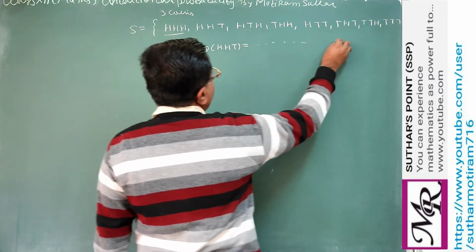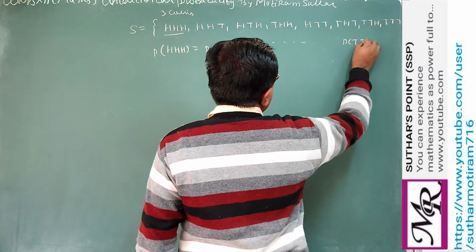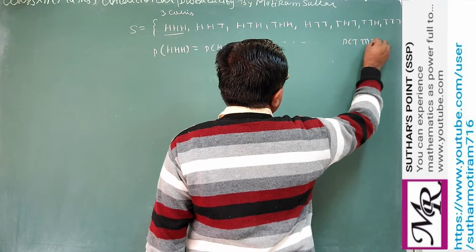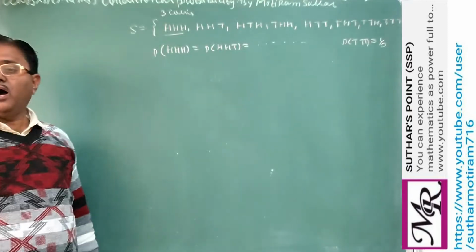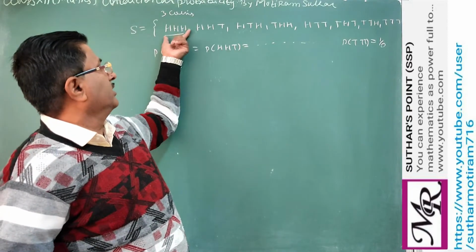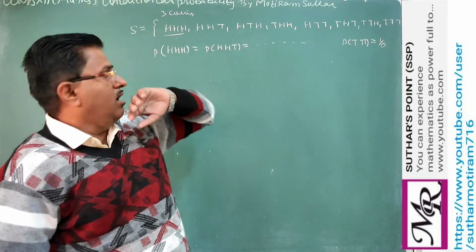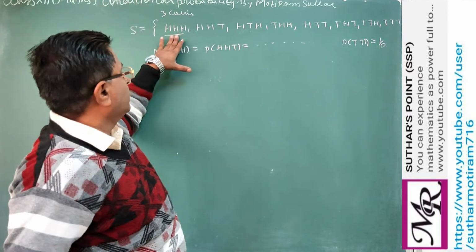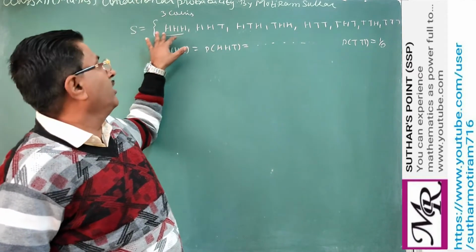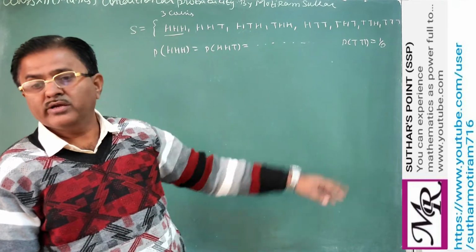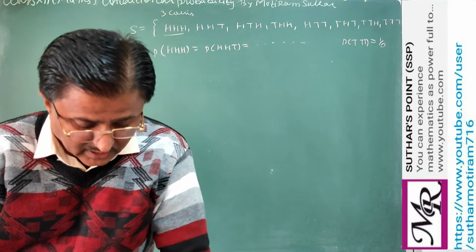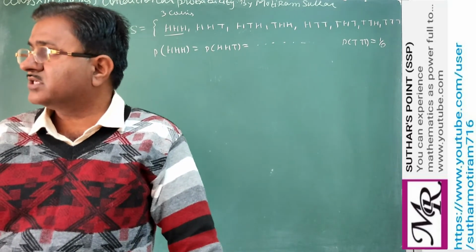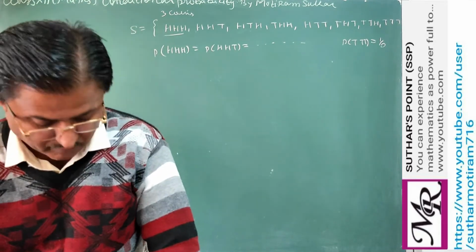So the probability of each case is 1 by 8, because total possible outcomes are 8 and we want any one. Suppose you want to get the probability of getting all heads, then it is 1 by 8. All tails, it is 1 by 8. That you already saw. Now suppose we take some example cases to understand this topic.